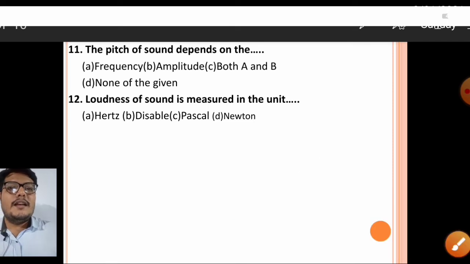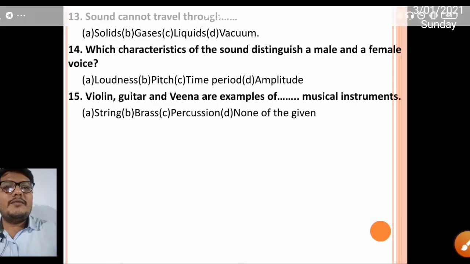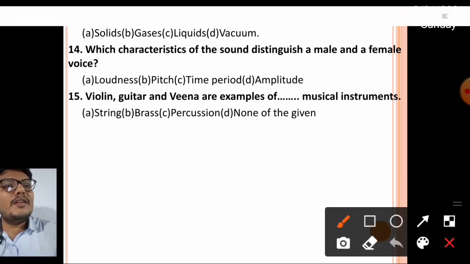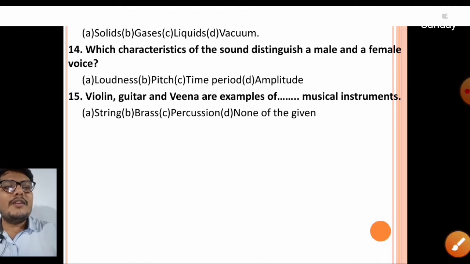Okay, let's see number 13 here now. Sound cannot travel through solid, gas, liquid, or vacuum. Sound can travel easily through solid, right? So solid cannot be the answer, same with gas and liquid. In vacuum, sound cannot travel, so our answer will be vacuum.